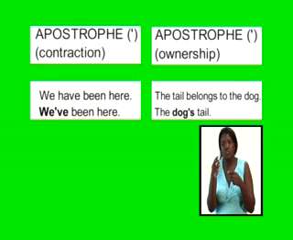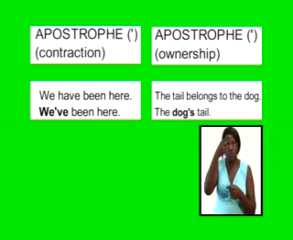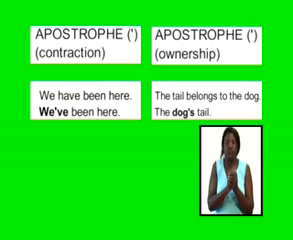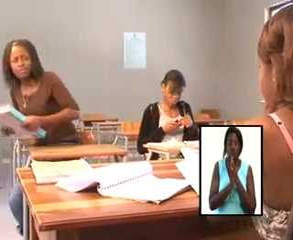Glad you asked. Look at the table. Like when we say, we've been here. This shows contraction. And if we say, the dog's tail, the tail belongs to the dog. That shows ownership. We'll discuss the apostrophe in tomorrow's class. Please make sure not to miss it. Yes, ma'am. Thank you, Miss. Good day, ma'am. Bye.